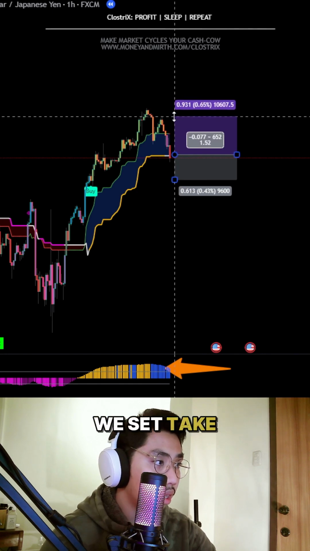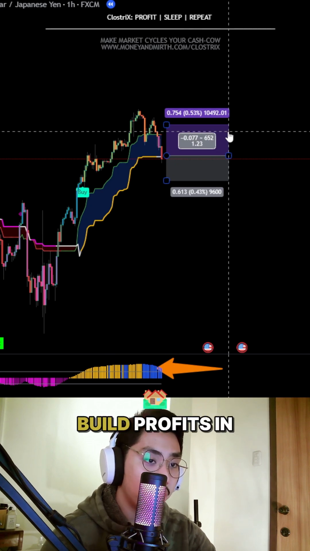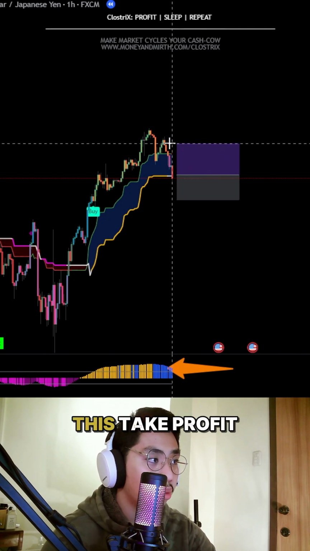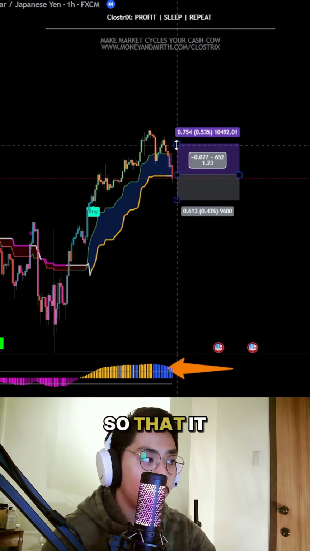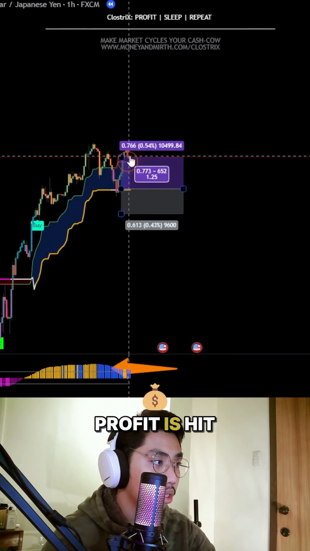For take profits, we set take profits to 1.2R. Now we are doing it this way so that we win a little bit more on each win than when we lose. And that helps us build profits in the long run. I'm also putting this take profit just below this high here so that it has a higher chance of winning. So as you can see, we enter the trade and our take profit is hit shortly after.